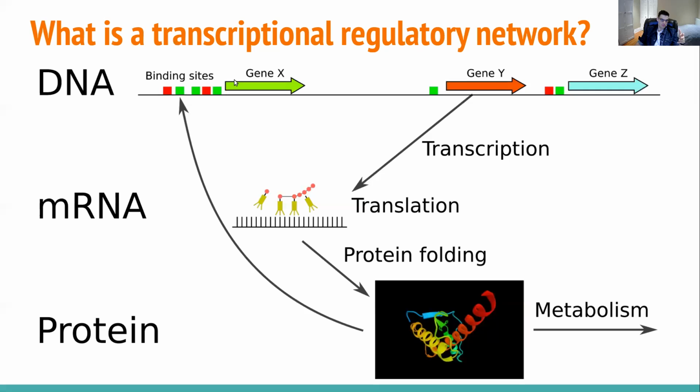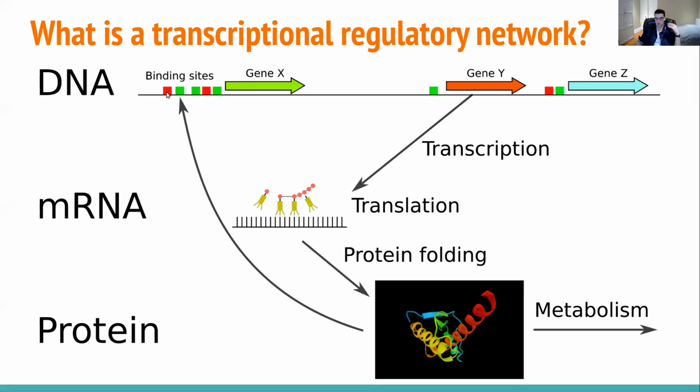So, for instance, this was gene Y and this is gene X, and maybe gene X has binding sites. Binding sites are certain sequences on the DNA where proteins can come and bind and change the expression of gene X. In this case, green is activation, red is repression. And let's say in this case, this protein can come back here and activate gene X, meaning increase the expression of gene X.